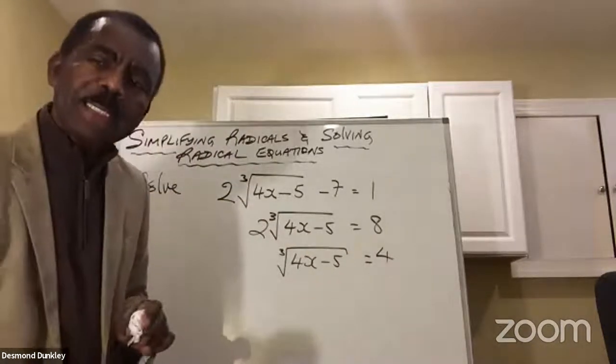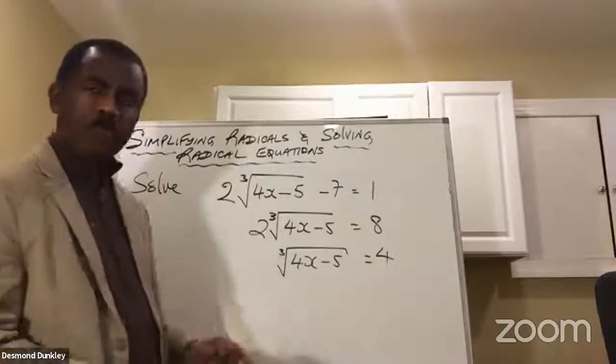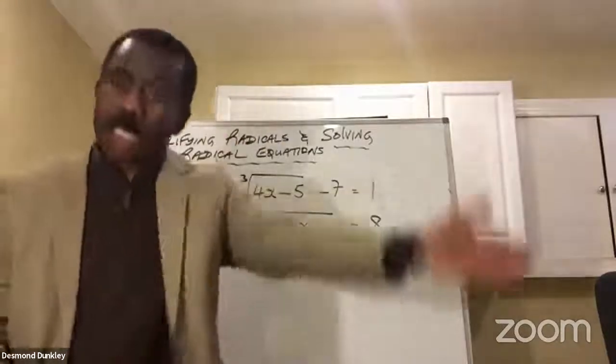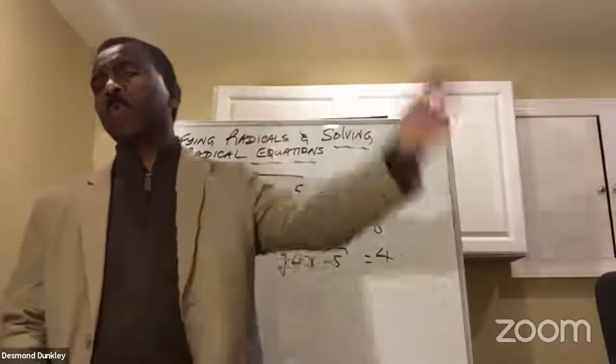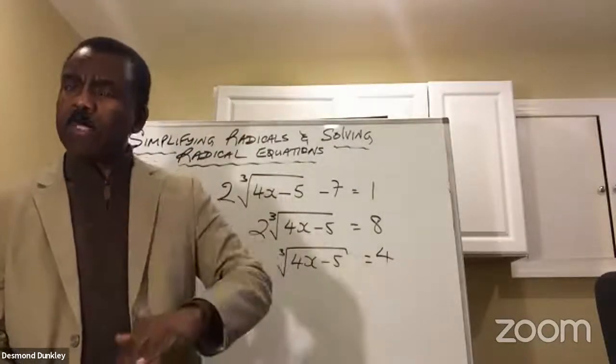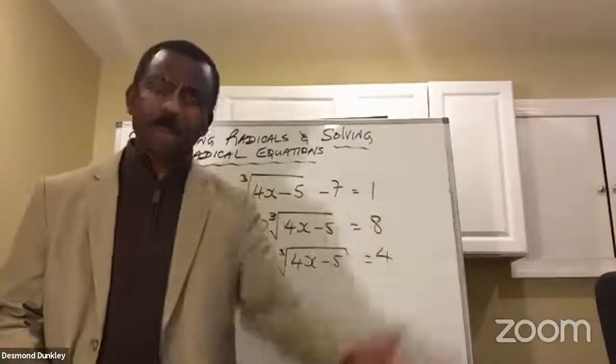Now we come to the big step. How do we get rid of the cube root? You see, the cube root is the inverse of cubing. So you have x cubed. To get rid of the cube, we do the cube root. If you have a cube root, to get rid of the cube root, you cube. You do the opposite, you do the inverse.